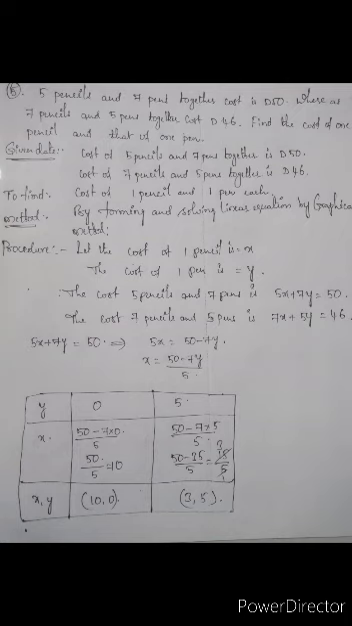In the same way, the cost of 7 pencils and 5 pens: the pencil cost is x dollars and the pen cost is y dollars. So 7x plus 5y is equal to 46 total. So from the first equation we have to derive the table. We are going to solve this problem by the graphical method now. So prepare the table. First take the first equation.